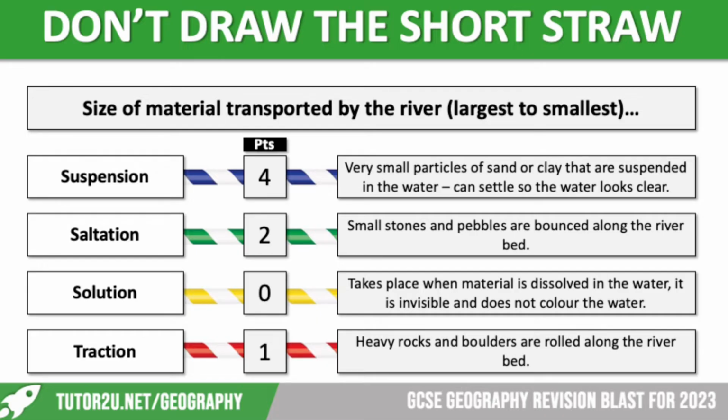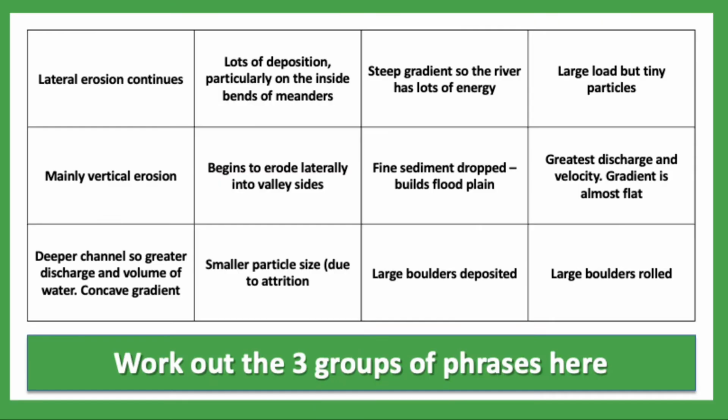They can settle so the water looks clear, but generally they float along the top, and that's what makes rivers look much dirtier than they are. So they look very muddy, where actually it's just the sediment they're carrying along at the top. And then right at the bottom, we've got solution, taking place when material is dissolved in the water. It's invisible and it doesn't colour the water. A bit tricky here because solution is also a process of erosion, so we need to remember that.